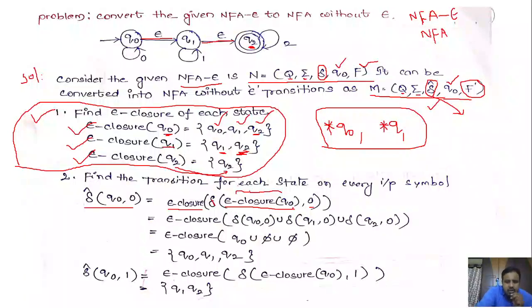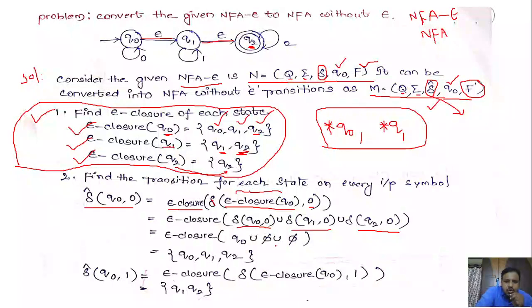So what is the epsilon closure of Q0? As we know, Q0, Q1, Q2, right? So how do we write this? Delta of Q0 on 0 union delta of Q1 on 0 union delta of Q2 on 0. In this fashion we will write, because we have 3 states: Q0, Q1, Q2. We have to take each state, check the transition on 0, and perform union with the remaining states.